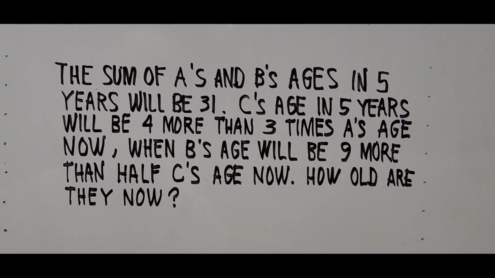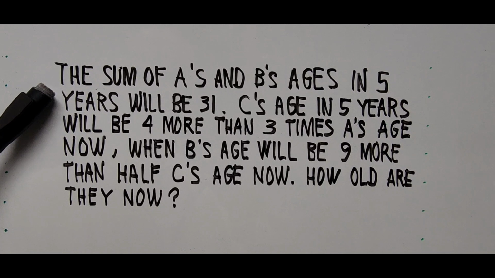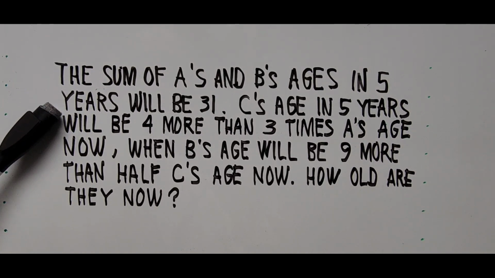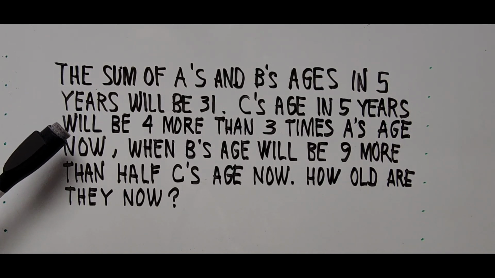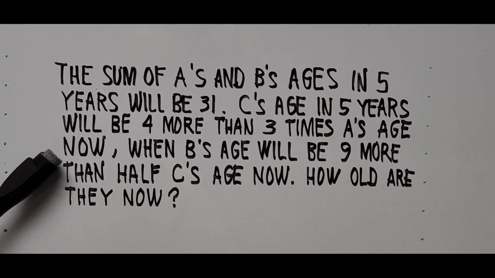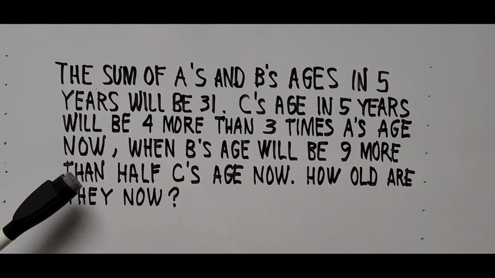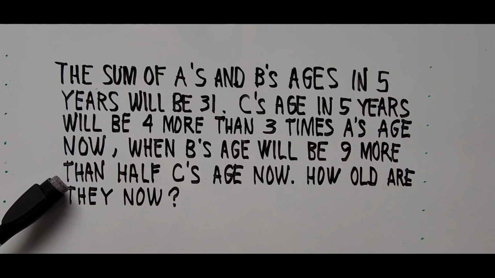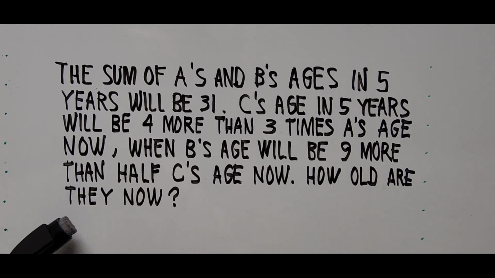Hello everyone, we have here an age word problem in algebra. The sum of A's and B's ages in 5 years will be 31. C's age in 5 years will be 4 more than 3 times A's age now. B's age will be 9 more than half C's age now. How old are they now?